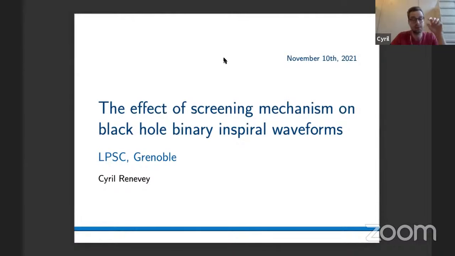And so in this presentation, I will first introduce what scalar tensor theories are and what a screening mechanism is, and then I will show how to calculate gravitational waves in general relativity. So I'll go back to the background a bit, and then we will add the scalar field and calculate the effect of the scalar field on those gravitational waves that we would have calculated for general relativity.